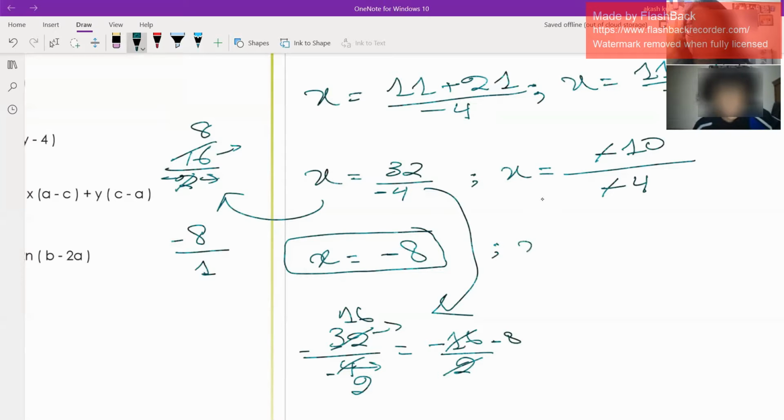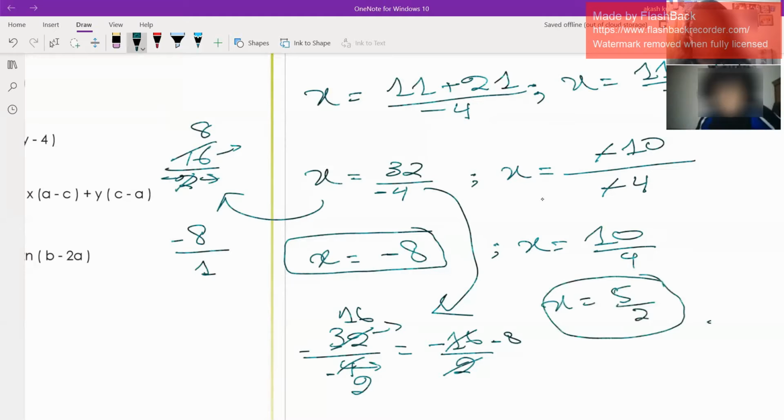Now moving to the other value of x, which is 10 over 4. Can you simplify it? Give it a try. Would it be 5 over 2? Yes, it will be 5 over 2. So this is the answer for question number 11.